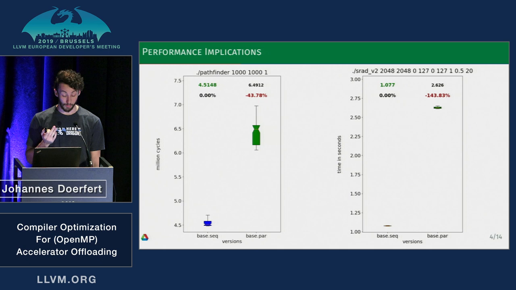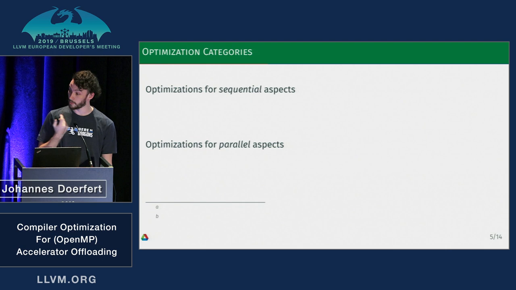Let's go on. So there are two different categories of optimizations if you look for compiler optimizations for parallelism. There are the ones that enable sequential optimizations in parallel programs, and the ones that change the parallelism, that work with the parallelism of the parallel program. Now, for the first category, we can reuse the transformations we already have, because we optimize sequential aspects in programs, but we just don't optimize them in parallel programs. We would like to reuse the code we have, and we can do that. There are patches up for review now that start doing that, while for parallel aspect optimizations, we actually have to start writing transformations, because we don't have any.